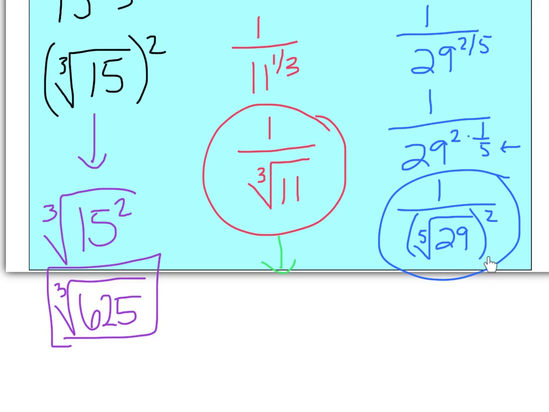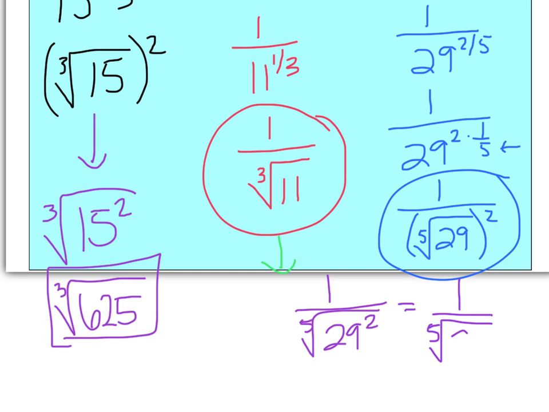But this one here can be rewritten such that the squared is on the inside. So to rewrite that one, 1 over, I would do the 5th root of 29 squared, which then is going to be 1 over the 5th root of 841. So this is an equivalent answer to that one.